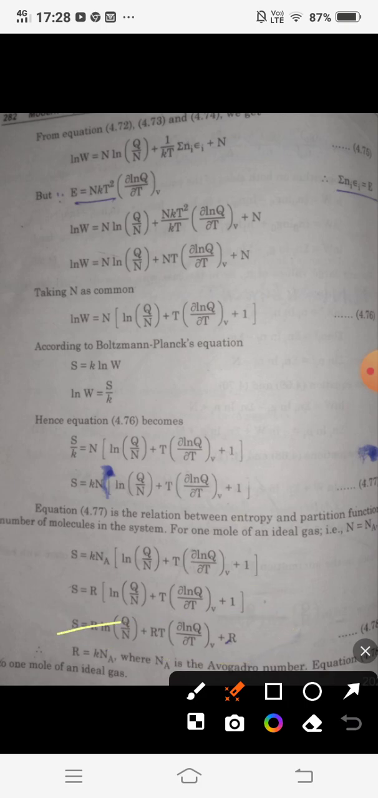The overall finalized equation for the relation of the entropy with the partition function is this. This is the most important long question, repeated many times in past papers, so prepare it well.